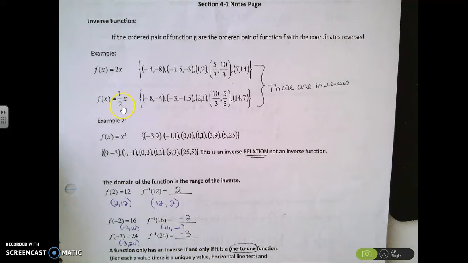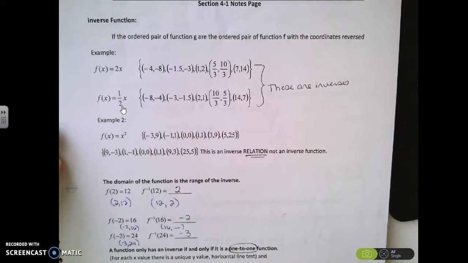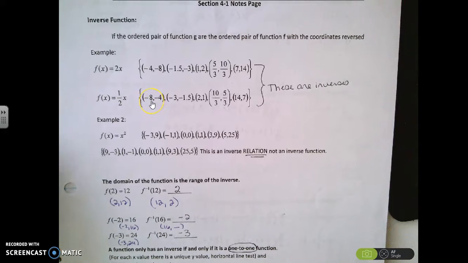So then I have this other function 1/2 x. And I did the same thing. I substituted in -8 and got -4, and -3 and got -1.5. So you'll notice that the ordered pairs for each of these are completely reversed. So that tells me that these two functions are inverses of each other.